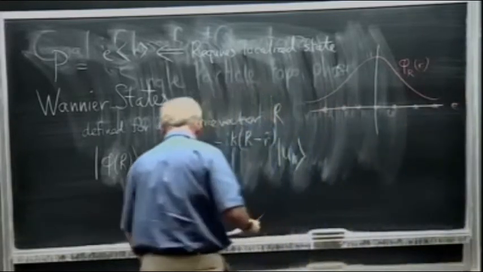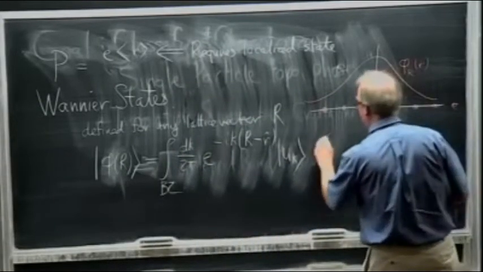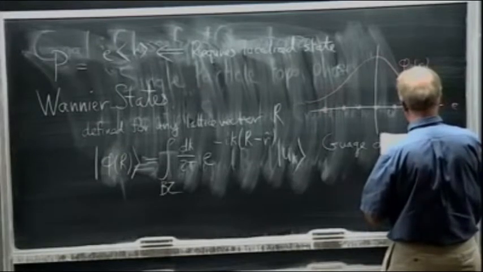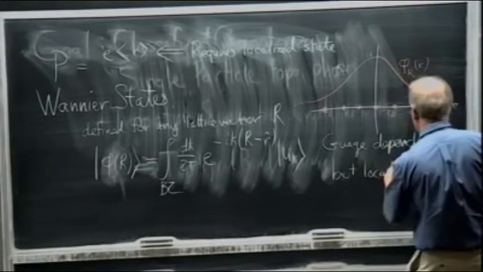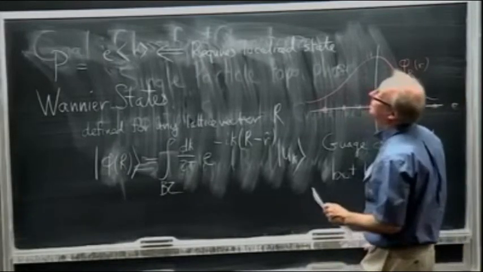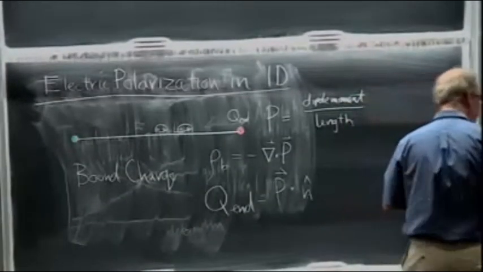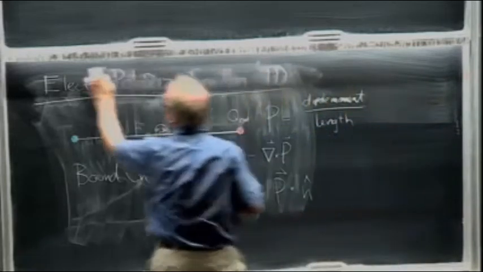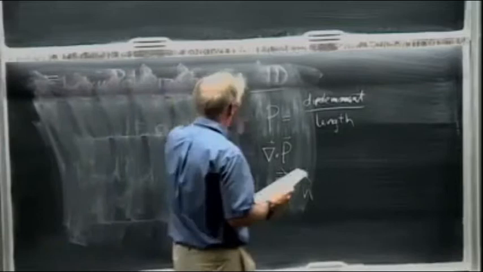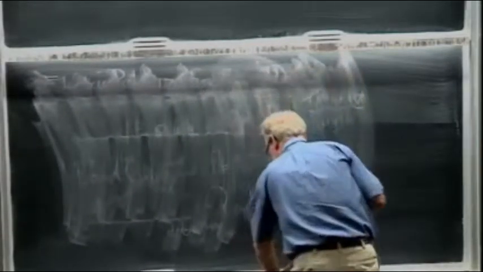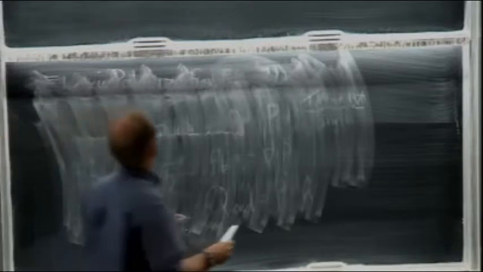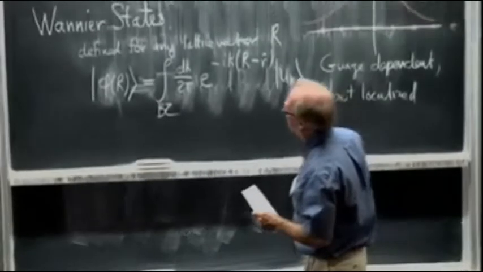So the point I want to emphasize is that these are gauge dependent but localized. Am I plotting mod pi of r? Because isn't pi of r complex? Mod.